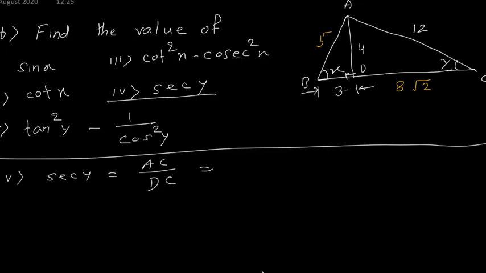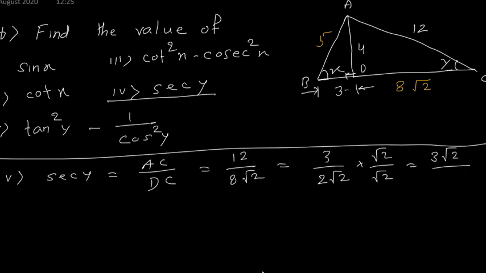The value of AC is 12, value of DC is 8 root 2. So 4 3s are 12, 4 2s are 8, so 3 upon 2 root 2, and I can rationalize by multiplying and dividing by root 2. So this becomes 3 root 2 divided by root 2 into root 2 is 2, and 2 into 2 is 4. So 3 root 2 upon 4. This is the value of sec y.